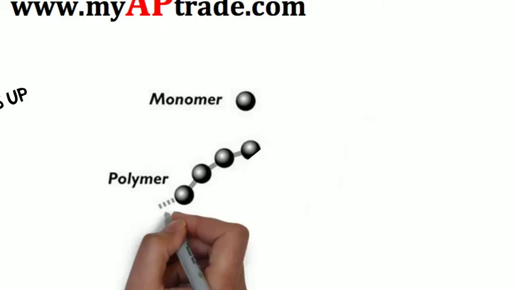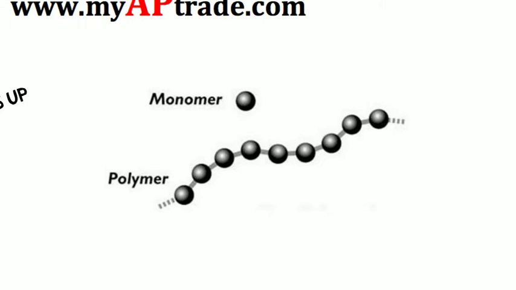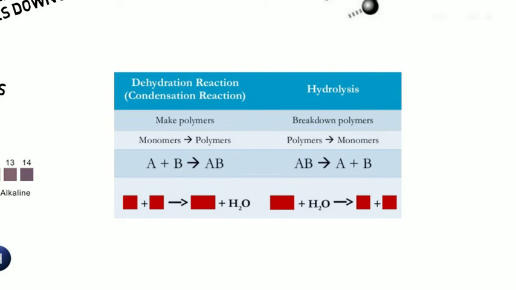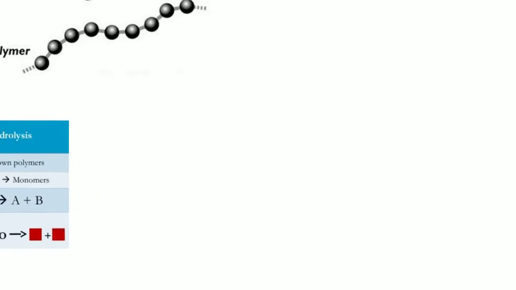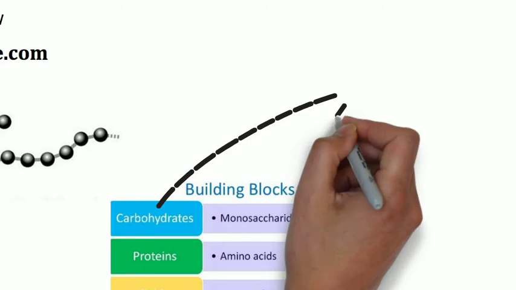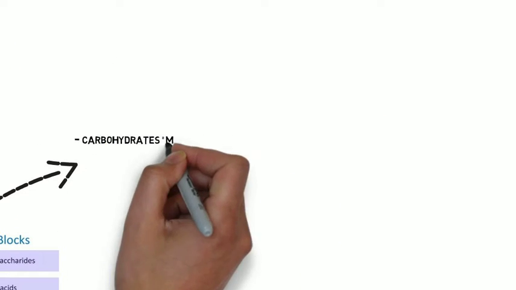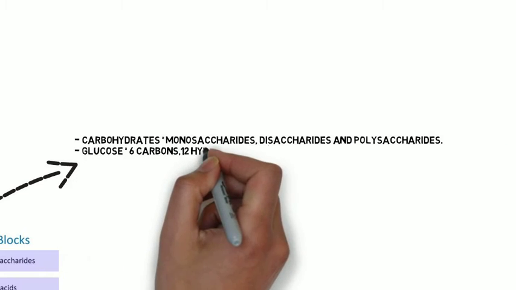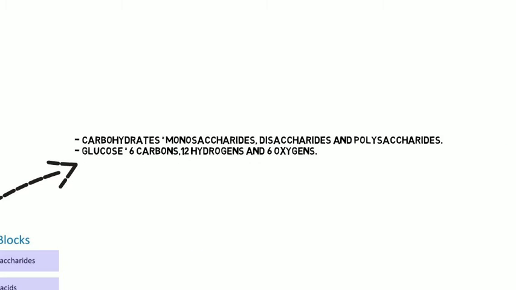Monomers are building blocks of larger macromolecules called polymers. Condensation reactions combine monomers by removing water. Hydrolysis reactions break down polymers into their monomers with the addition of water. There are four macromolecules: carbohydrates, proteins, lipids, and nucleic acids. Carbohydrates consist of monosaccharides, disaccharides, and polysaccharides. The most important monosaccharide is glucose, containing 6 carbons, 12 hydrogens, and 6 oxygens.